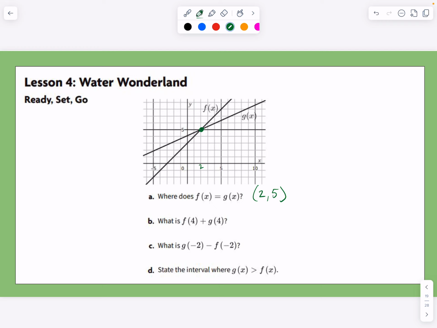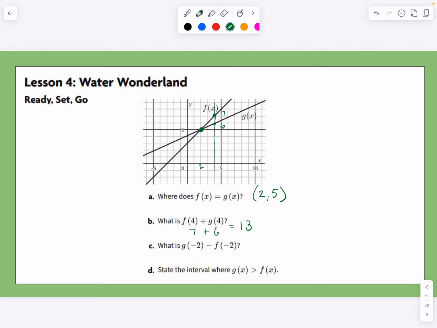What is f of 4 plus g of 4? Well, to do that, we look at f of 4, which is, here's my 4 line. And there's a point for f of 4, which is at 5, 6, 7. And g of 4 is here at 6. So really you're saying, here's 7, here's 6, and what do they equal? 13. So that's what that is.